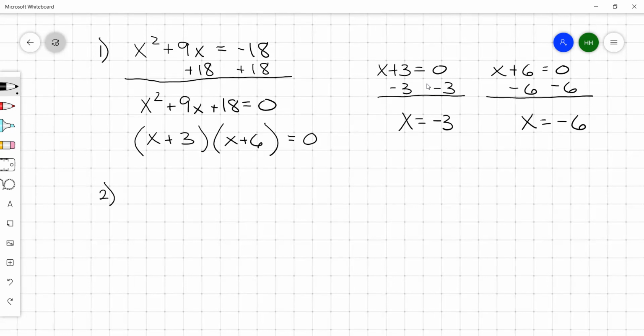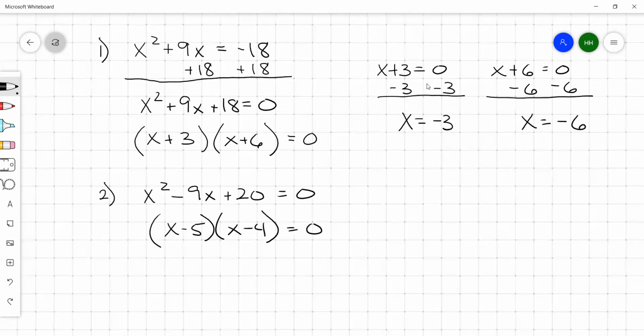Number 2, same type of problem. X squared minus 9x plus 20 equals 0. Factor it, set each factor equal to 0. This is going to be x minus 5 times x minus 4. When you set each of these factors equal to 0, you're going to get an x equals 5 and an x equals 4.